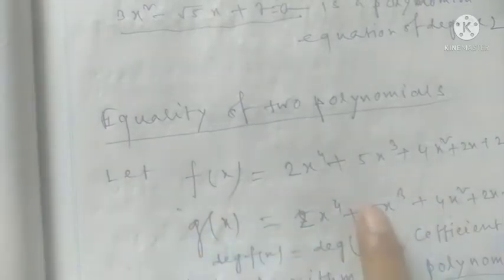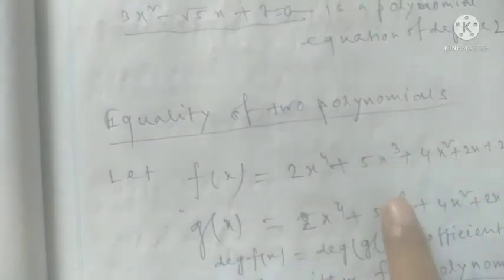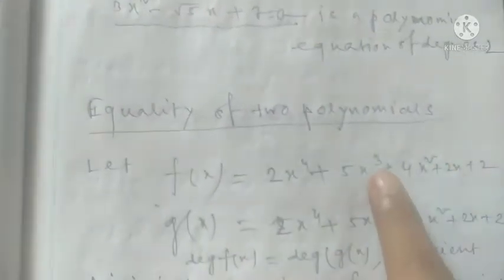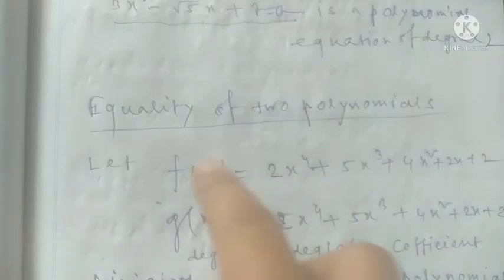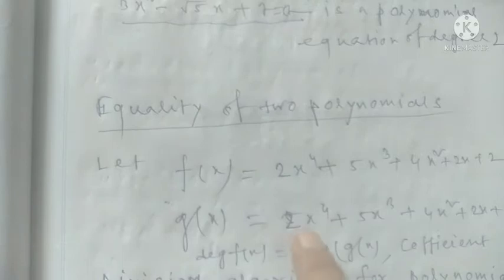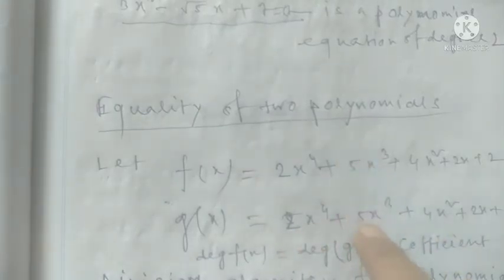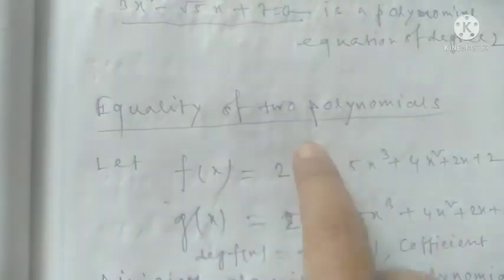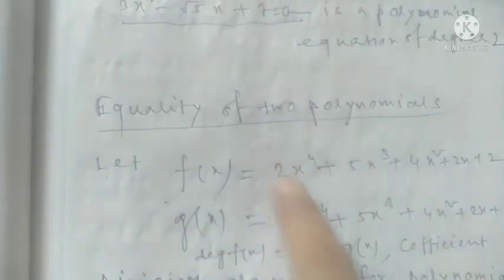Next point, equality of two polynomials. How do we know two polynomials are equal? When the powers and coefficients are all equal in both, that means f(x) is a polynomial and g(x) is also a polynomial. Here the coefficient is 2 and here the coefficient is 2. The coefficient of x cube is 5 in both. So the power, variable and coefficient are all equal.